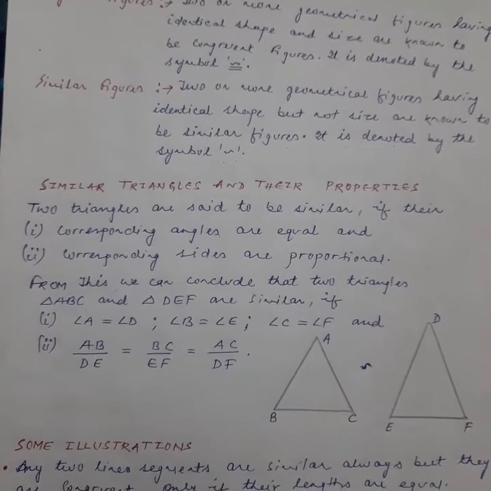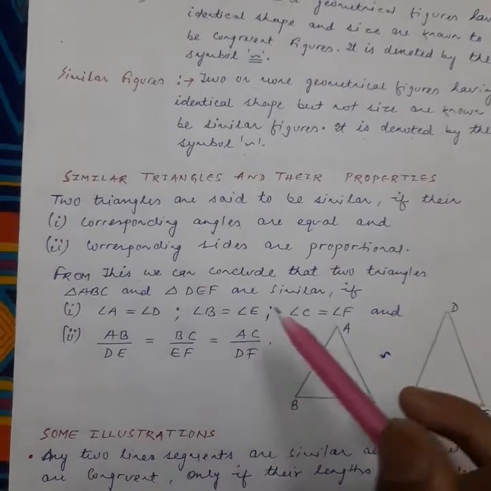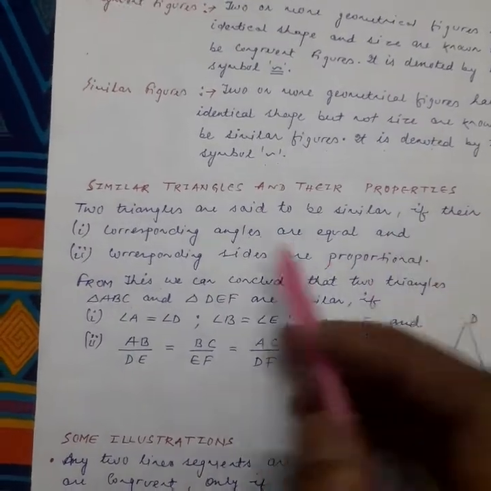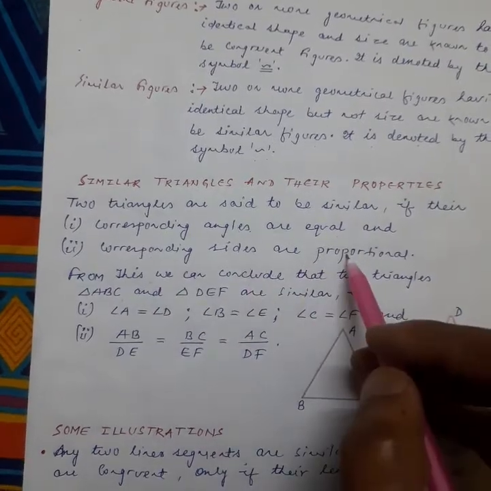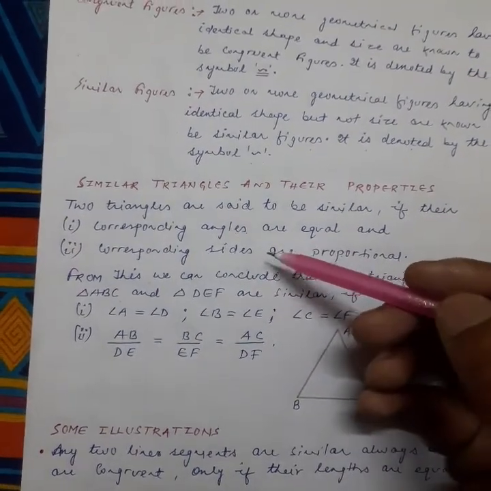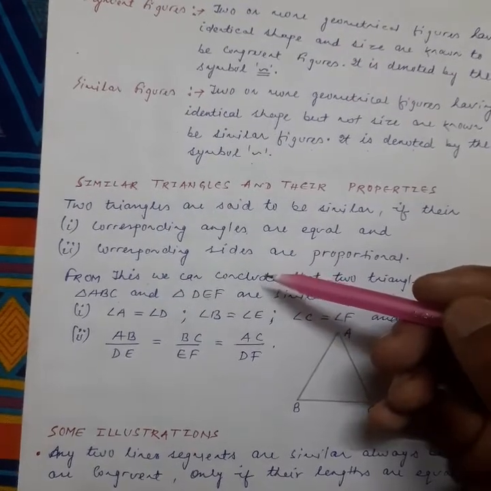Means when can we say that two triangles are similar? Two triangles are said to be similar if their corresponding angles are equal and corresponding sides are proportional. Two points are there. If any one exists, we can say the two triangles are similar.